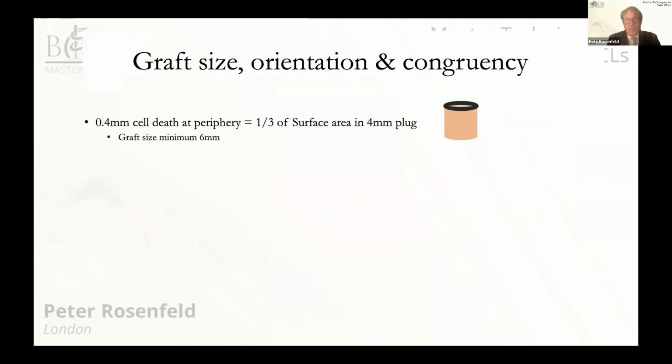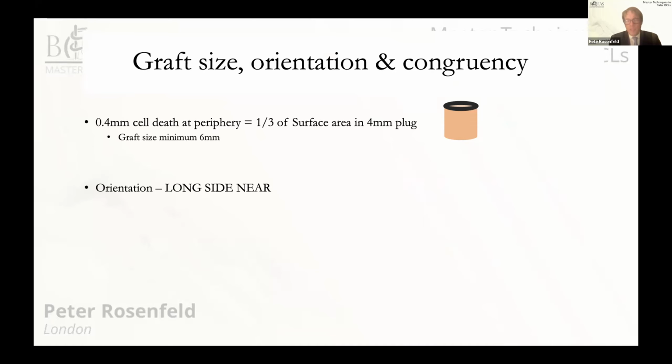So your graft size or your diameter, you want to take a graft that's bigger than 4 millimeters diameter. And the reason is harvesting it causes a ring of 0.4 millimeters of cell death at the periphery of your plug. So if you only took a 4 millimeter plug, that's effectively 1/3 of the surface area. So I never go smaller than a 6 millimeter plug.